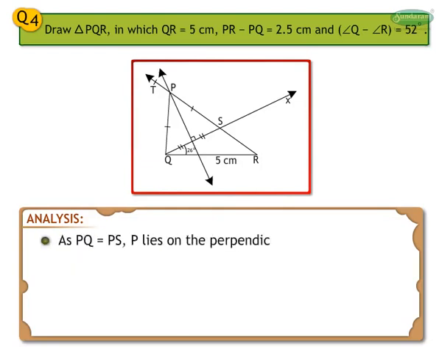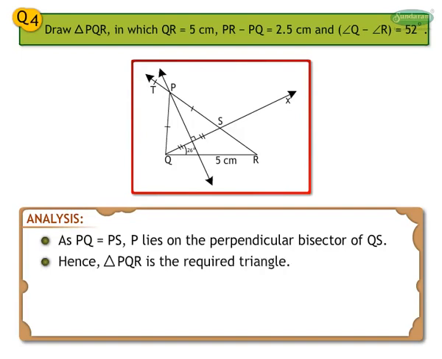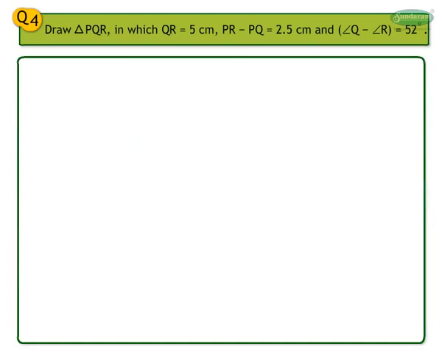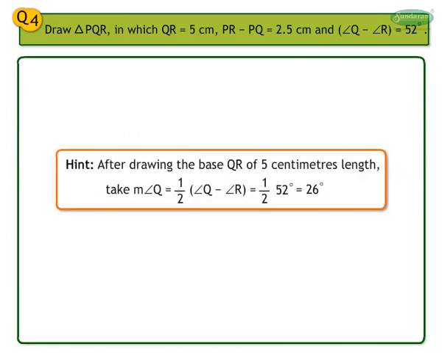As PQ is equal to PS, P lies on the perpendicular bisector of QS. Hence, triangle PQR is the required triangle. Let us see the steps of construction. Hint: after drawing the base QR of 5 cm length, take the measure of angle Q as half of angle Q minus angle R, that is, half of 52 degrees, which is equal to 26 degrees.